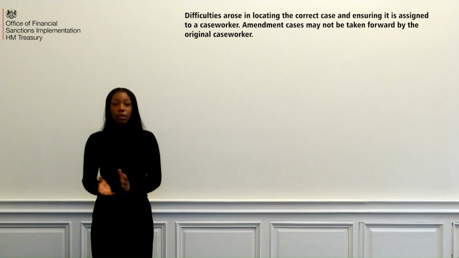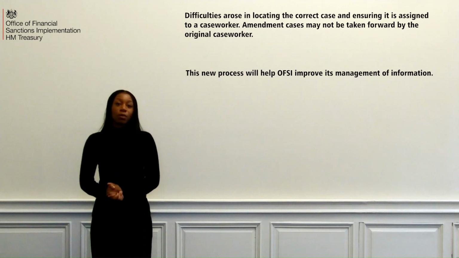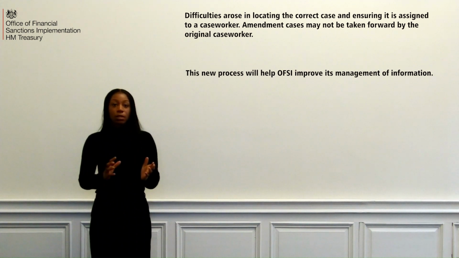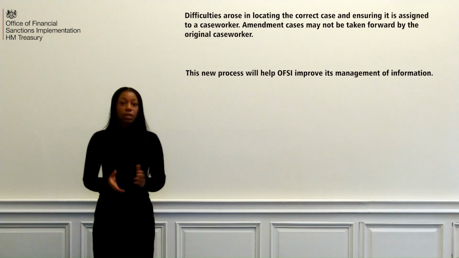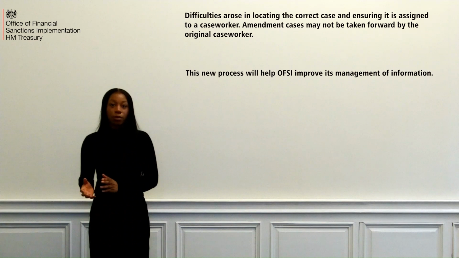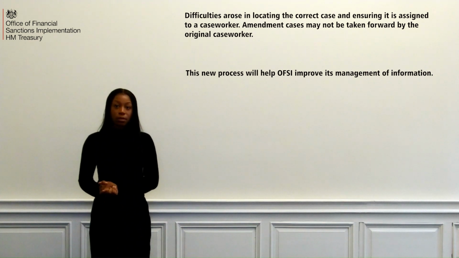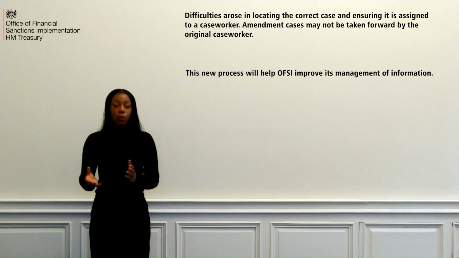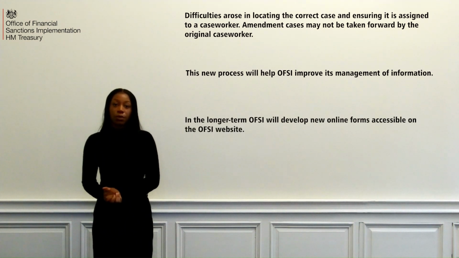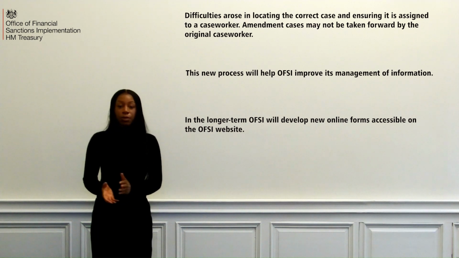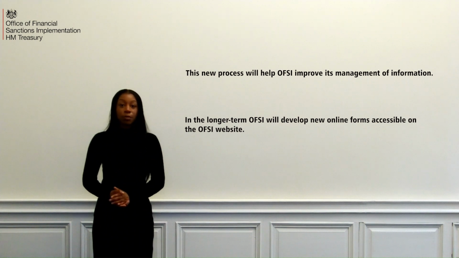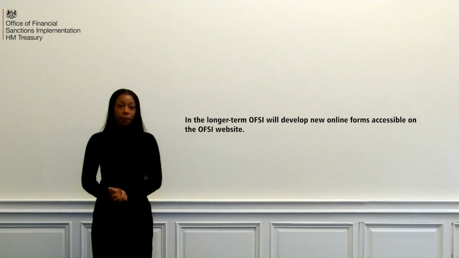It also helps us with MI, streamlining our MI to make sure that we're able to see the difference between new cases we're receiving and those requesting amendments to an original license. So this will help us to capture this information, and we'll be able to publish this in our annual reviews as well. This is just a temporary arrangement until we work through the development of our new online forms for applications and reporting, which applicants will access on the OFSI website and complete online.